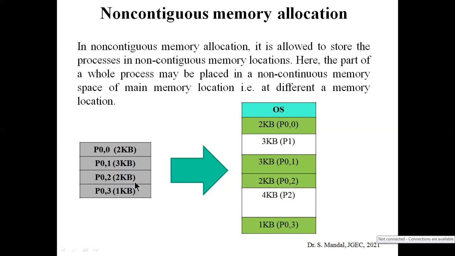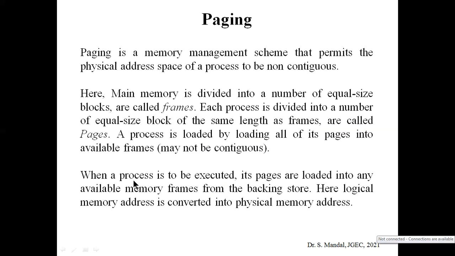Okay, and technically you can call it four pages, whose size is 8 by 4, that is 2. So the concept is that main memory should be divided into equal size blocks, that are called frames, and the process is divided into equal size blocks, and the size of the blocks is the same as the frame size. These equal size blocks of the process are known as the pages.